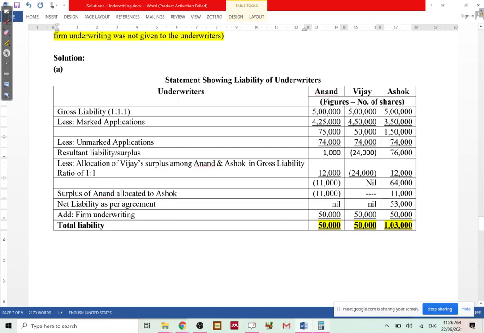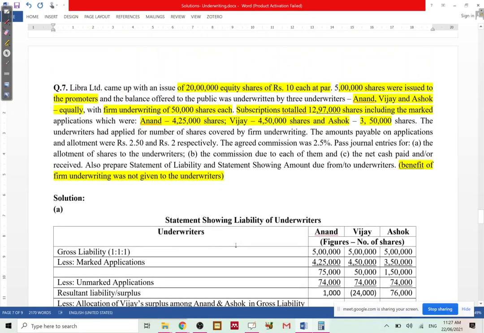So just one different thing about this problem, as compared to the previous one, is that you got the surplus twice. Doesn't matter, but till the time that all the surplus is distributed and done, you have to keep on allocating it. So first one person got a surplus, we allocated it. Again another person got a surplus, we allocated it to the remaining underwriter, and finally only one person had liability. Is this clear? So this is our statement showing liability of underwriters for problem number 7.